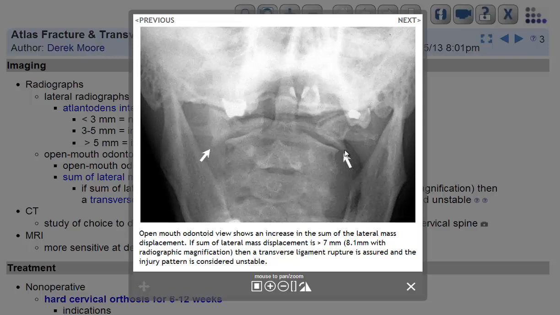Now, it used to be thought that if the sum of the lateral mass displacement was greater than 7 millimeters, that was unstable. More studies have shown you have to take into consideration the radiographic magnification. So now it's really accepted that if you have a sum of the lateral mass displacement of greater than 8.1, that means that your transverse ligament is disrupted and it's an unstable fracture pattern.